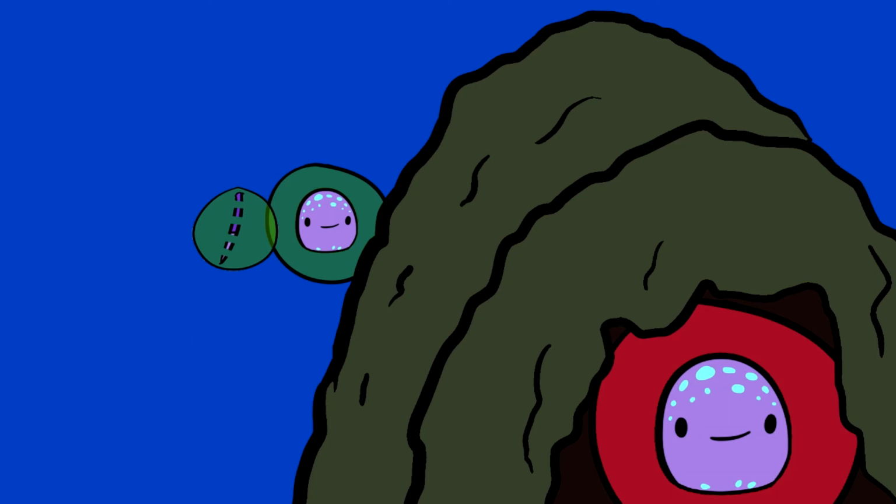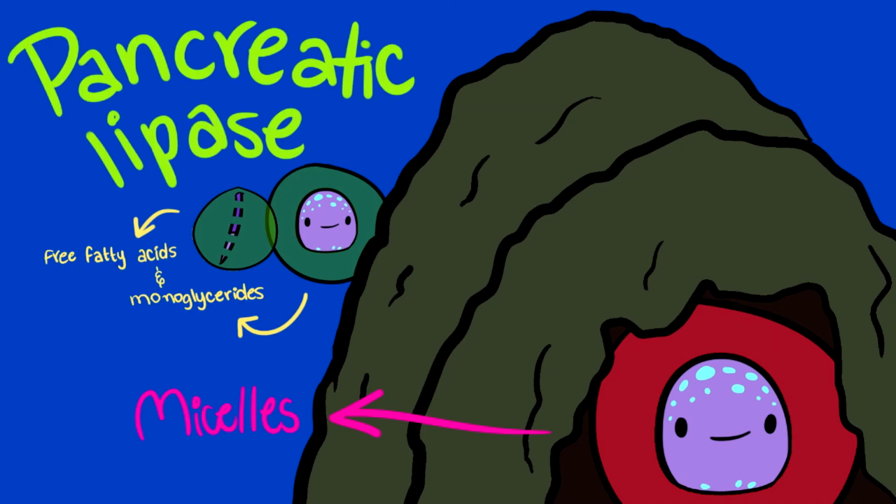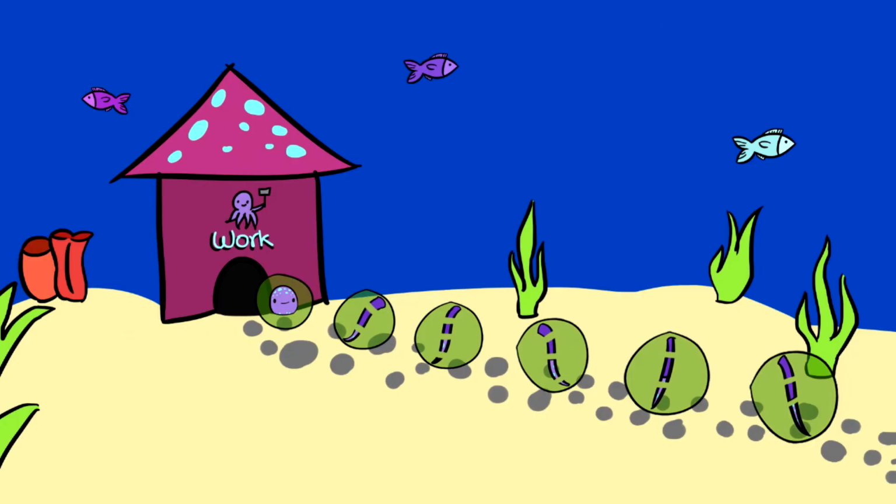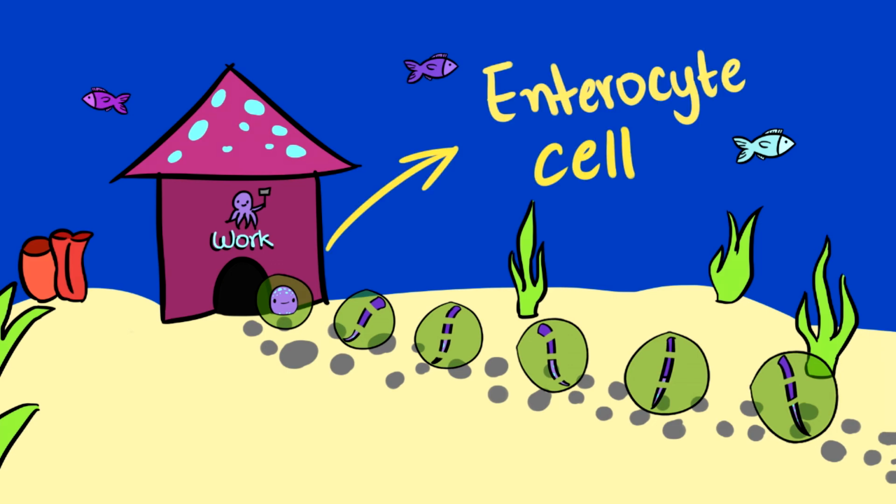However, he's still not small enough to fit into his office. So along the way, he goes through a cave called pancreatic lipase, which is going to take those micelles and make them even smaller, transforming them in free fatty acids and glyceride cells. Detached Octo then proceeds to go to his office, which is the enterocyte cell and intestine cell.